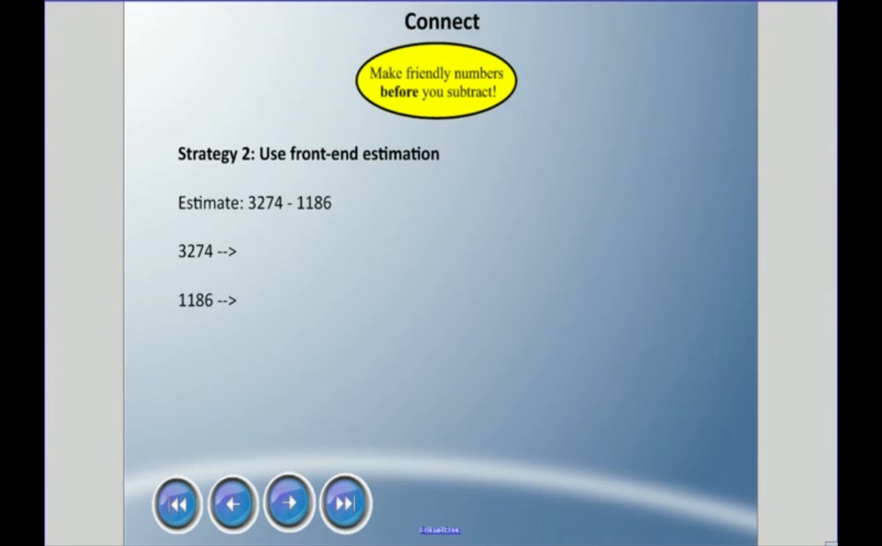Another strategy we could use is something called front-end estimation. And so we can just look at that first digit. Say I want you to give me an about answer for 3,274 minus 1,186. Well, I'm going to use the front-end estimation, and I'm going to look at that 3 and just go to 3,000, and that 1, just go to 1,000, because that's what those digits mean. And so then I subtract 3,000 minus 1,000 equals 2,000. So we could say it's about 2,000.